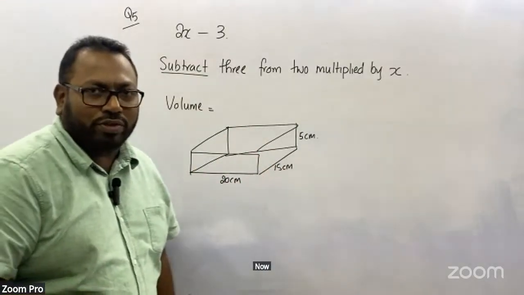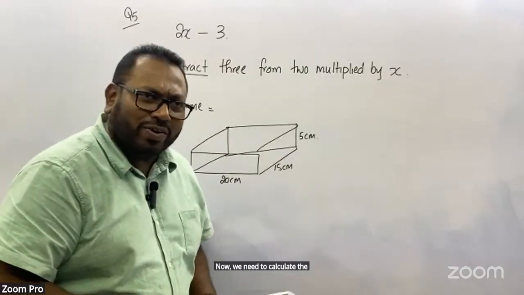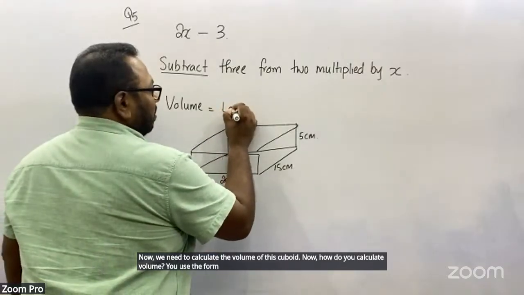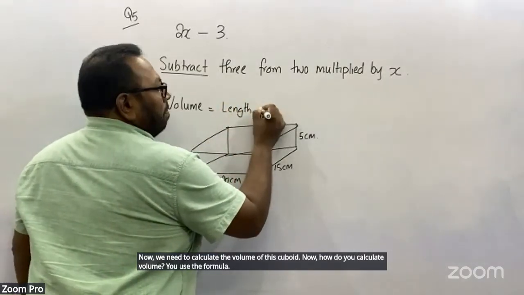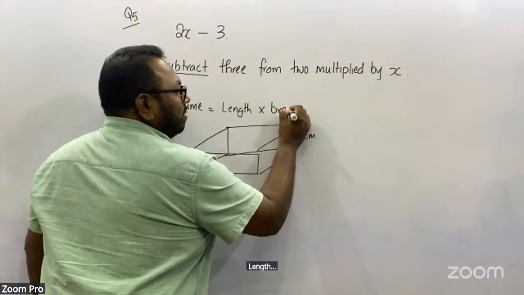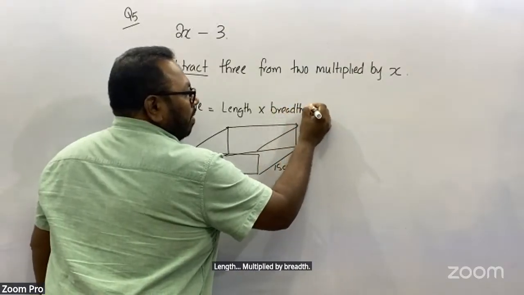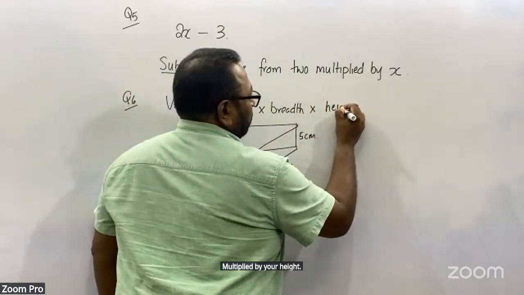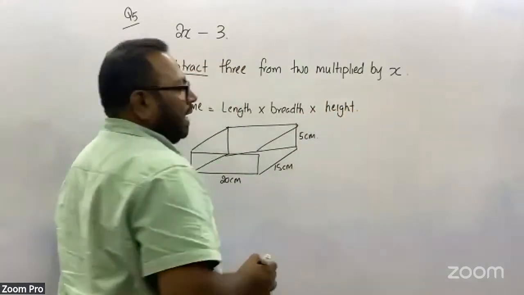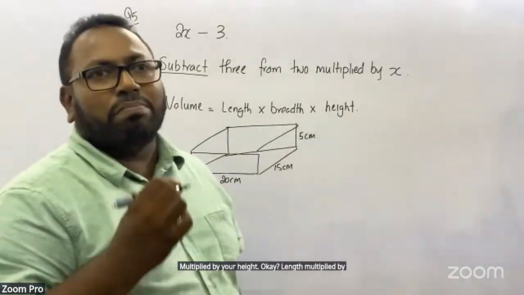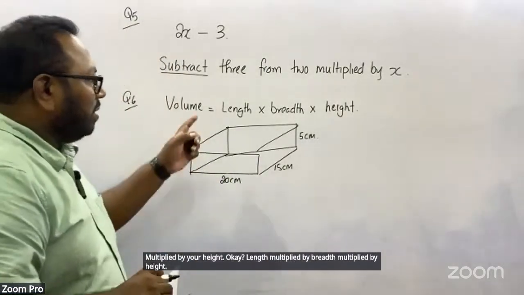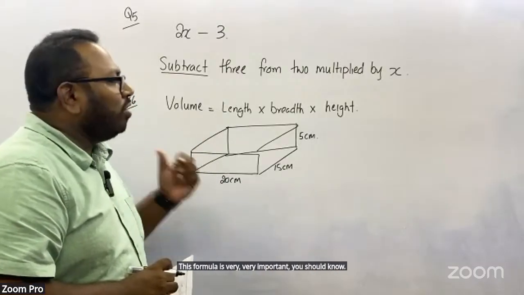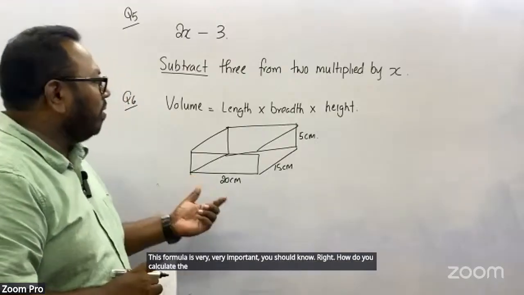Now we need to calculate the volume of this cuboid. So how do you calculate volume? You use the formula length multiplied by breadth multiplied by your height. Length multiplied by breadth multiplied by height. This formula is very, very important. You should know it.